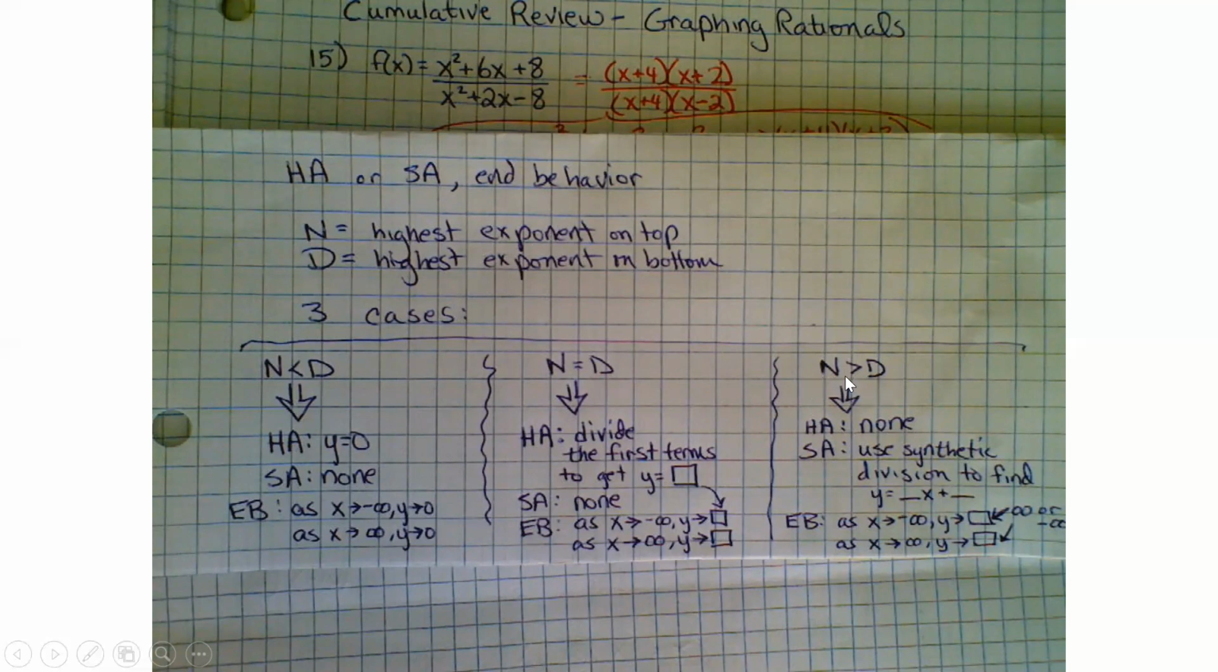In the third case, the hardest case, which you're not going to see very often, if the highest exponent on top is greater than the one on bottom, then you won't have a horizontal asymptote. You'll have to use synthetic division to find the slant asymptote, and it'll be a linear function. It'll be in the form y equals mx plus b. And then you'd have to graph that line, that slant asymptote, and you'd have to see on the left as x goes to negative infinity, is y going to infinity or negative infinity? Does it start off low or high? And on the right hand side as x goes to infinity, does it go to infinity or negative infinity? This will always be either infinity or negative infinity. But let's look back at our function.